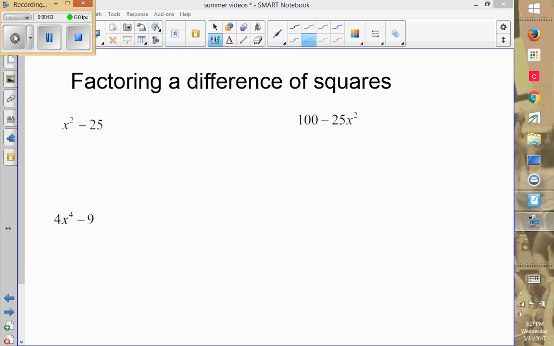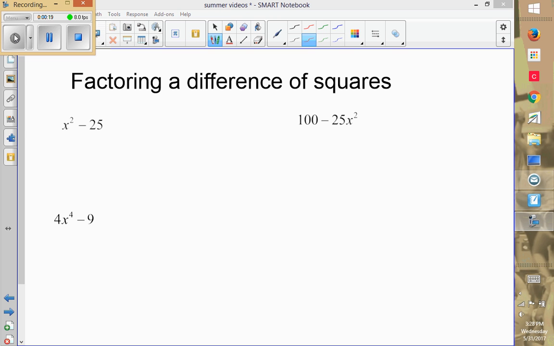Okay, factoring a difference of squares. In order to factor a difference of squares, we need to have two terms. There's only two terms in this, separated by a subtraction. You cannot factor a sum of squares.